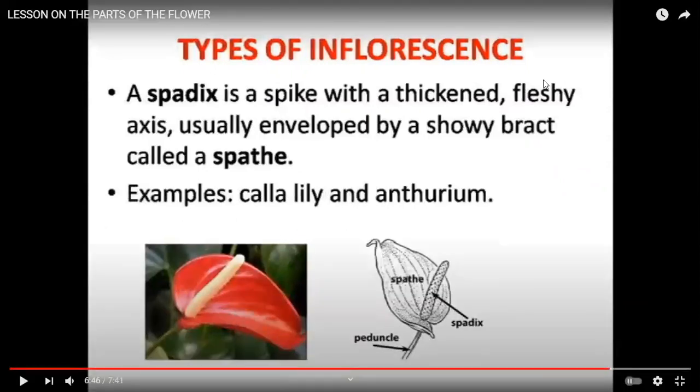All right, look at the spadix. A spadix is a spike with a thickened fleshy axis, usually enveloped by a showy bract called a spathe. Examples are calla lily and the anthurium. So look at the diagram below. You see the spathe, the spadix, and the peduncle. Spathe.